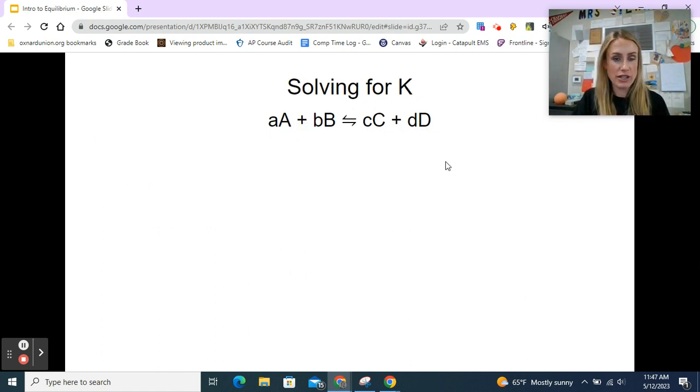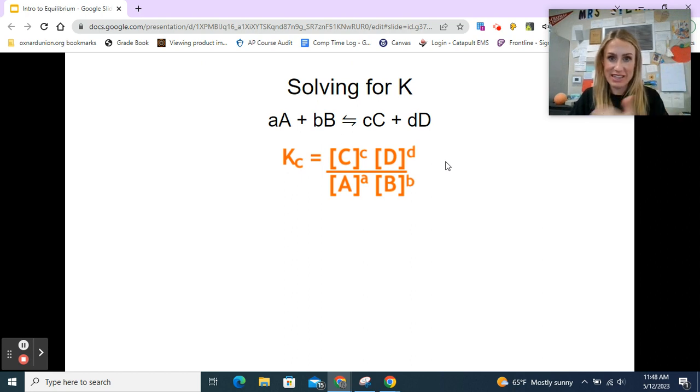So if I had a reaction that looks like this, it looks weird because they're just kind of placeholders. The capital letters A, B, C, D, those are like the chemical formulas, so the things that are actually reacting. And then my lowercase letters here are coefficients. So little a is how much of big A I have, if that makes sense. Now, the reason I give you this is that when we're solving for K, again, it's concentration of products over concentration of reactants, we actually have to raise the concentration to the coefficient power.